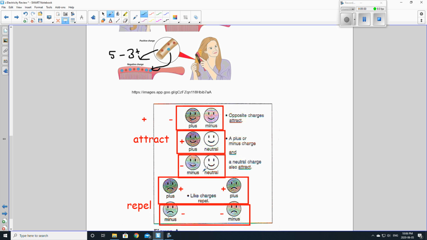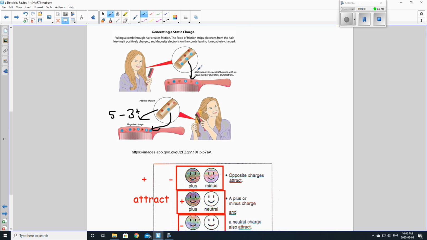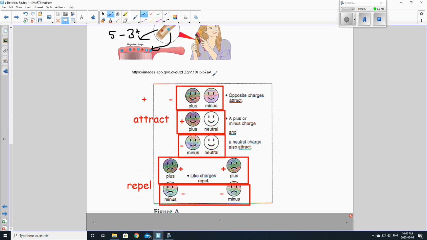Another thing that happens is that a plus charge and a neutral, and also a minus charge and a neutral, attract. This means that charged objects, whether positive or negative, will attract a neutral object. A neutral object has a 0 charge because overall the charges are balanced.